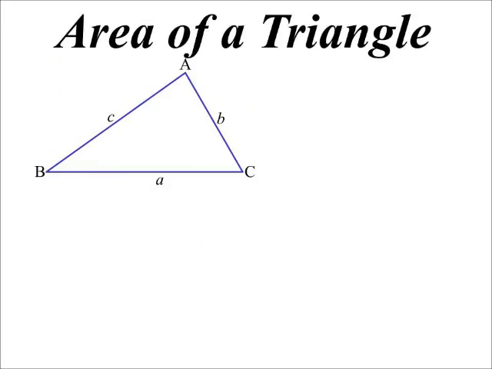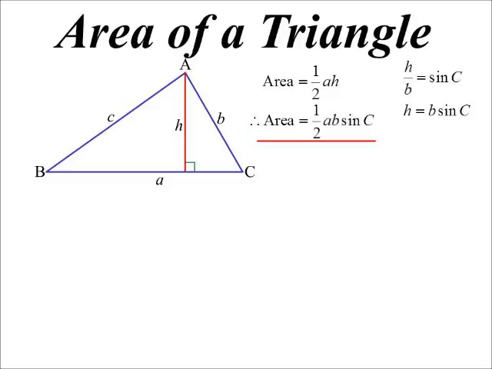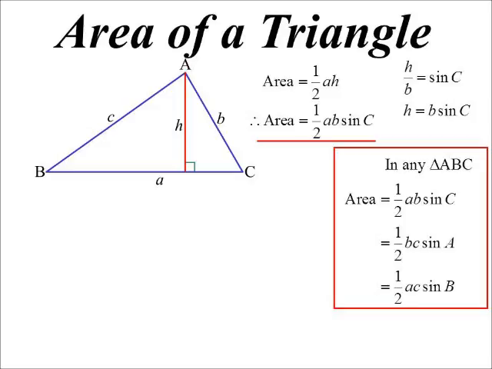Okay, area of a triangle. This is another formula we often use. Let's prove the area of a triangle formula. We, of course, know for a triangle, half base times height. So I could say it's a half A times H. But then I could also use trig to say H is B sine C. Combining the two together, we get that formula of half AB sine C. So it's always the included angle and the two sides either side of it. Which means it could have been half BC sine A, it could have been half AC sine B.